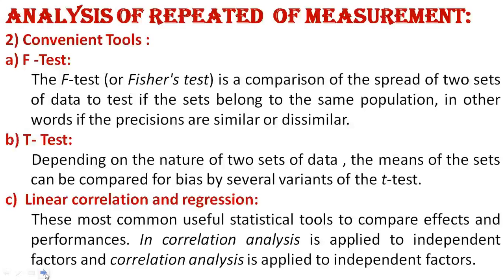Now the third one is linear correlation and regression. It is also used to compare two sets, that is, correlation and regression. These are the two most common and useful statistical tools to compare the effects and performance of the data. Correlation analysis is applied to independent factors. So that is correlation and regression.